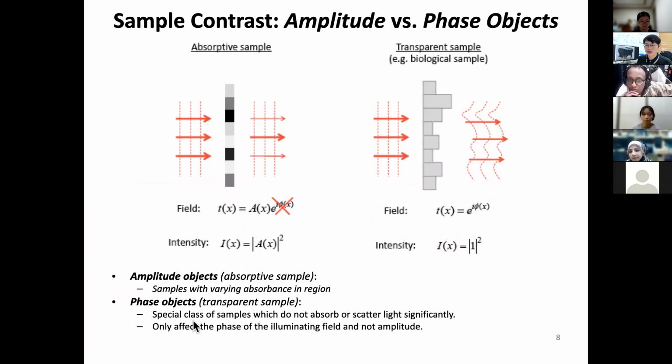So a phase object is a special case of samples which do not absorb or scatter light significantly. I mean, there's always some absorption or some scattering, but it's not that significant. So we can approximate it as only affecting the phase of the illuminating field and not the amplitude. Okay.